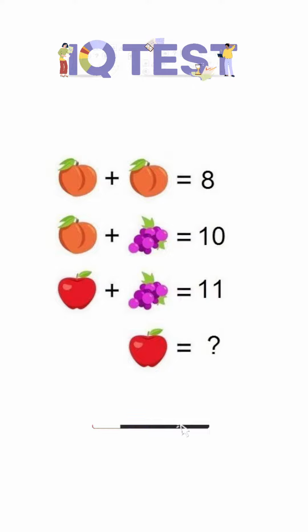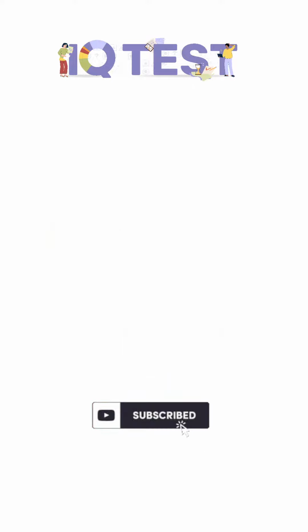Okay, the peach is 4. I agree. Grape is 6. I agree. Then the apple is 5. So 4, 6, 5. Yes, you are right. The apple is indeed 5. Very good. Let's see the next one.